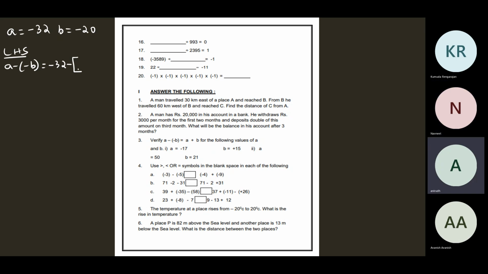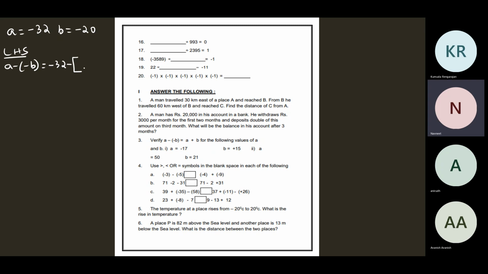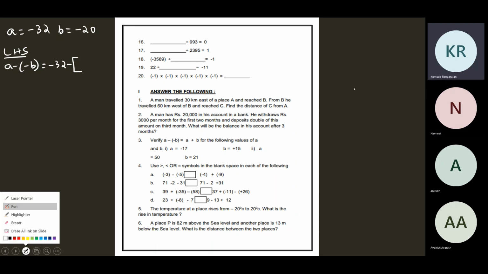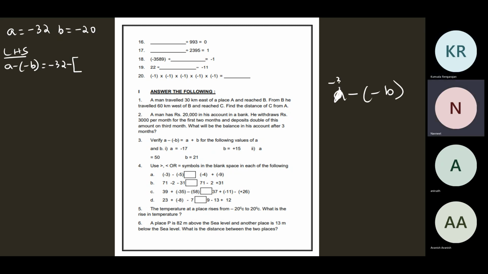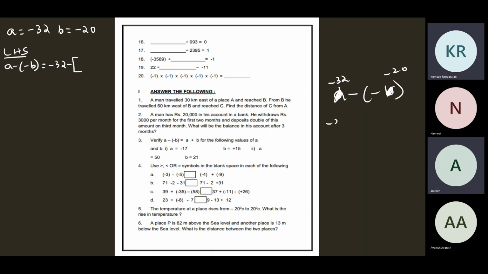Minus 32 minus of bracket minus 20. No. And minus 32 minus 20. No. See, I'll tell you. What is this? A minus B, boys. What's wrong? This one is minus 32. Yes or no? Yes, ma'am. And what is this one? Minus 20. Yes or no? Yes, ma'am. So what should you write? Ma'am, minus 32 minus bracket minus 20.